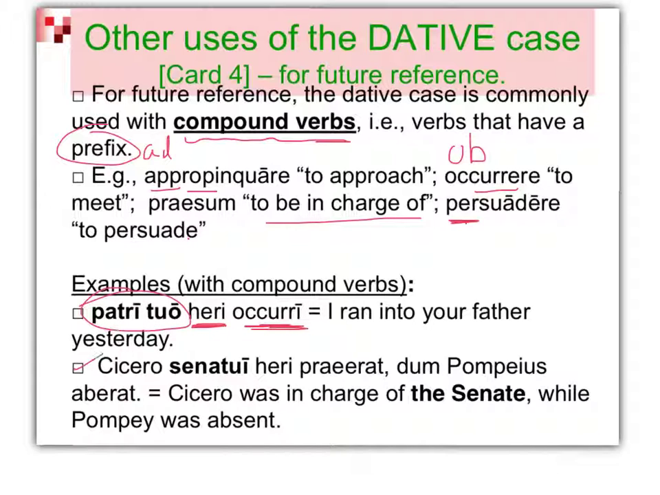Next sentence. Cicero, that's our nominative. Cicero, yesterday, praeerat, was in charge of the Senate, dative, after this compound verb, praeerat. Dum, while, Pompey was absent.